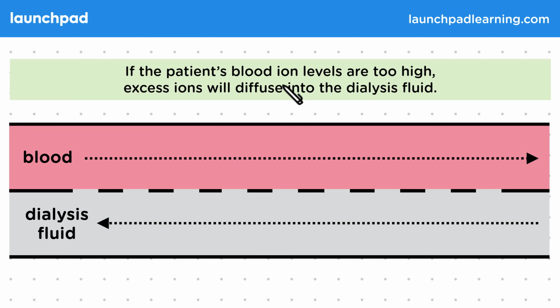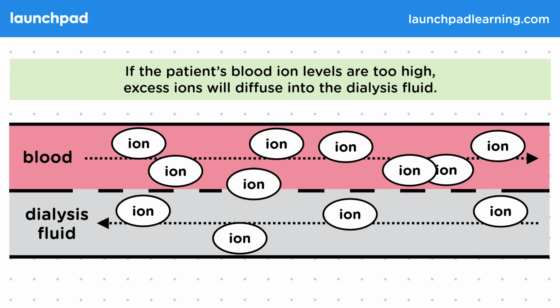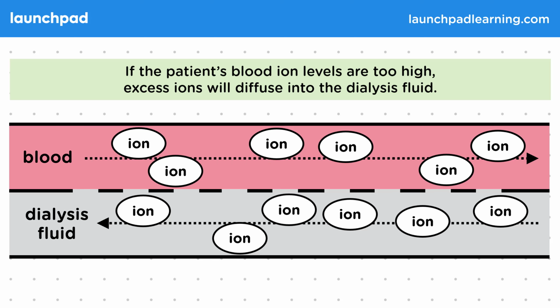If the patient's blood ion levels are too high, excess ions will diffuse into the dialysis fluid. This diagram clearly shows that the ion levels in the blood are higher than the levels in the dialysis fluid. In this situation, the ions would just move into the dialysis fluid, restoring the ideal levels in the blood.